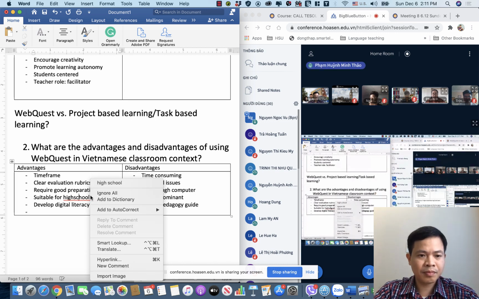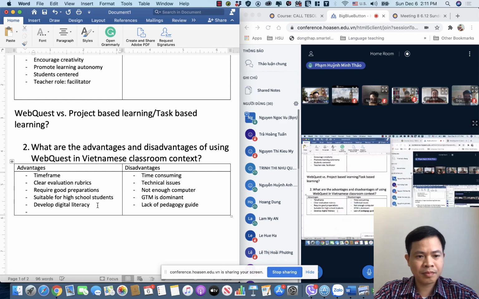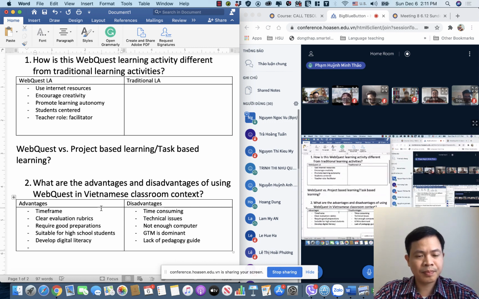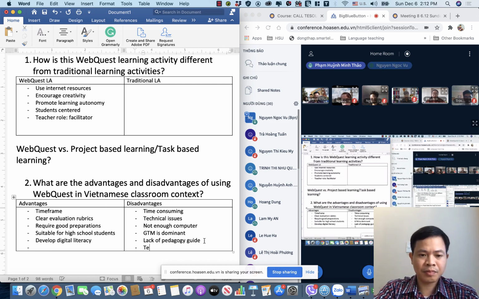So digital literacy is also a disadvantage. For example, in the group, if some students are not comfortable with using technology, then they cannot finish the task really well.